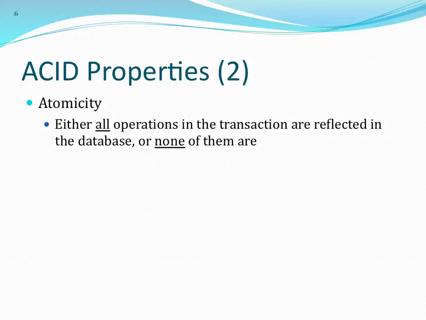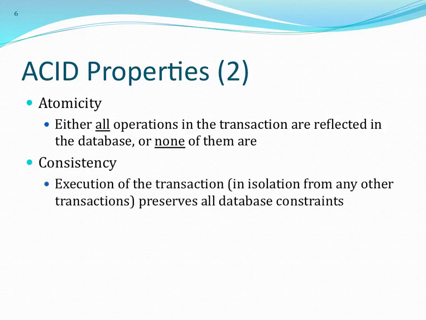So here are the four ACID properties. You have atomicity, which is that either all the operations are reflected in the database or none of them are. Now, obviously, from the standpoint of the transaction itself, it will see its intermediate state. But other people should see either all of the changes of the transaction or none of them.